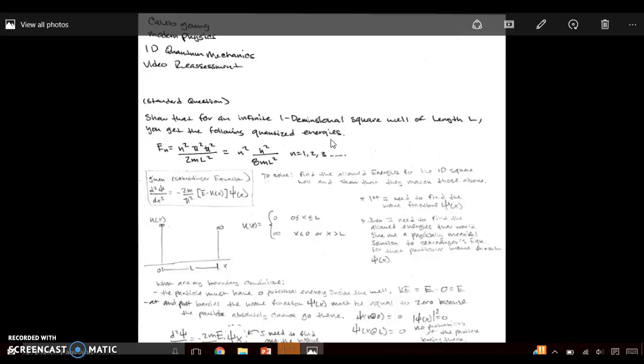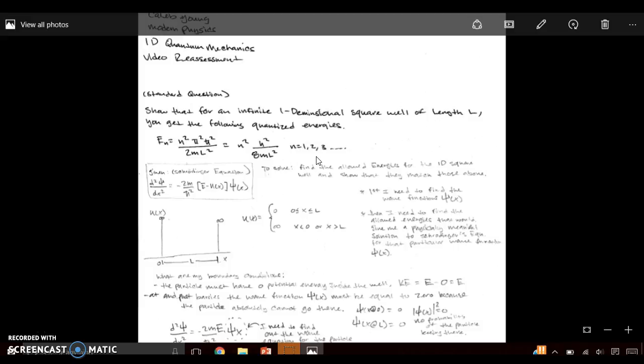And on top of that, I really didn't do well on the in-class standard at all. So I just thought it would be a good idea to redo the standard question. So just getting into it, it reads, show that for an infinite one-dimensional square wave of length L, you get the following quantized energies, which is here.